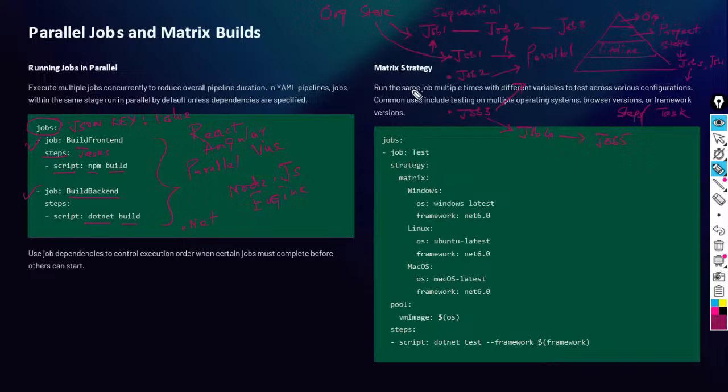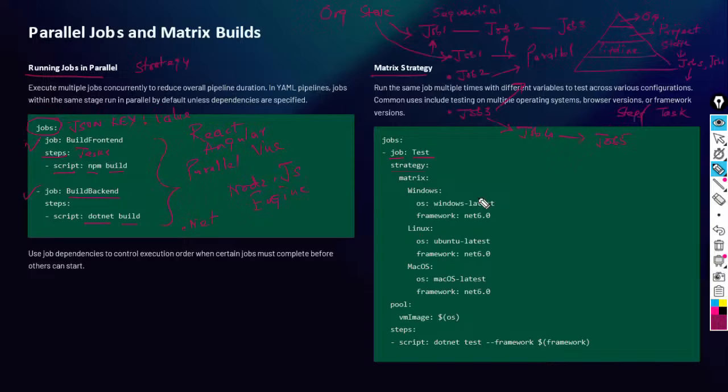And this is a matrix strategy. So it depends on your strategy. This is parallel job strategy. You say, here I have a job by the name test, but I have a strategy within the job. And can you see that they are working on the same level? So this job has a strategy called matrix.